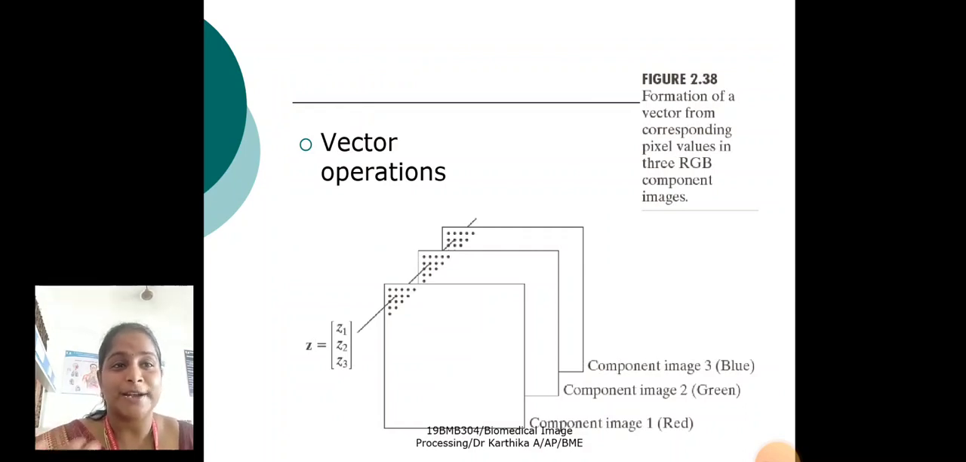Then vector operations: formation of a vector from corresponding pixel values in three RGB, red, green, blue component images. Here we have component image 3 as blue, component image 2 as green, and component image 1 as red. It is represented as a single column vector Z equal to Z1, Z2 and Z3.